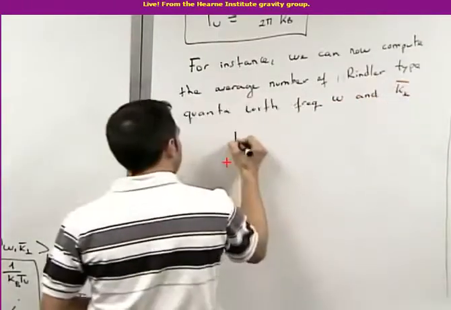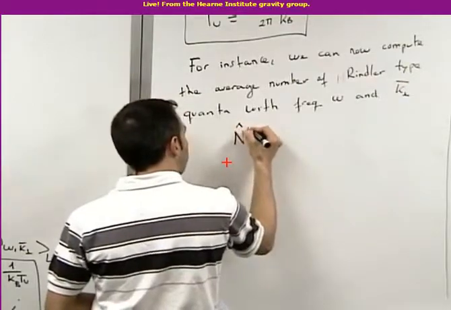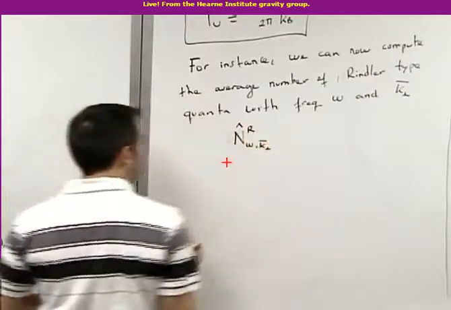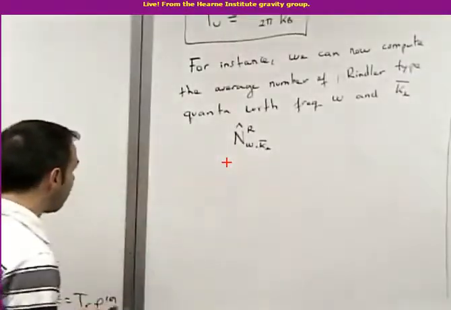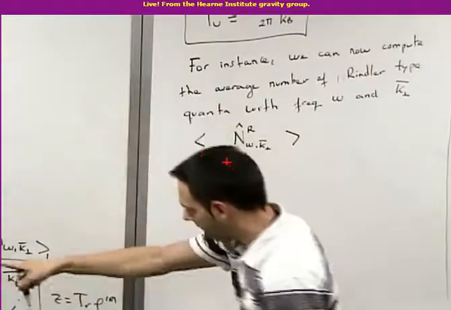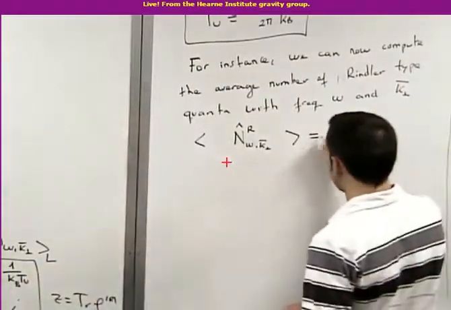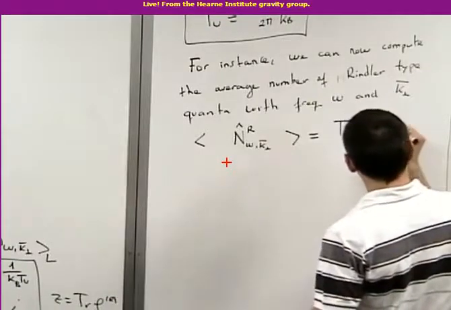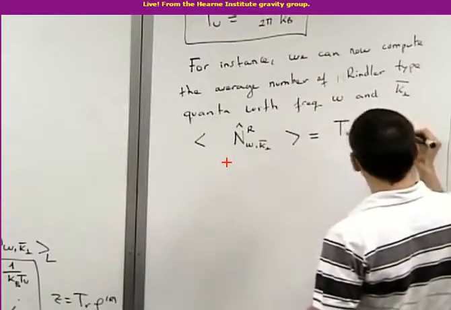Okay, so we take the Rindler particle number operator for modes with frequency omega and transverse momentum k, and we want to compute its expectation value in that state. When you have a density matrix, the expectation value is given by the trace of rho times the operator.